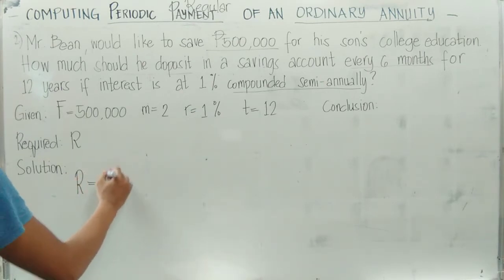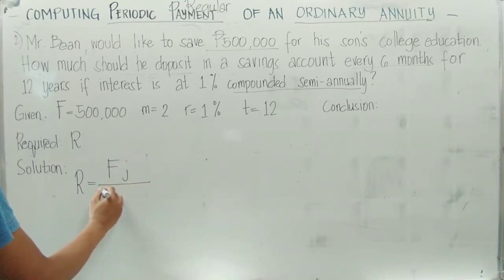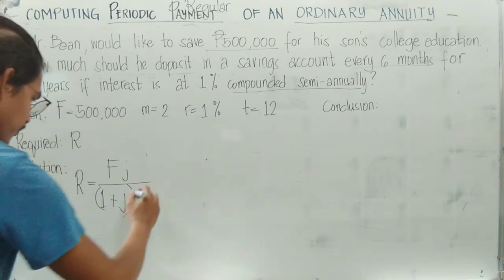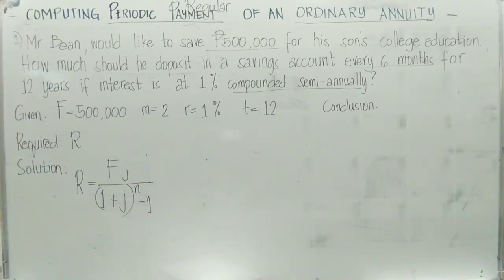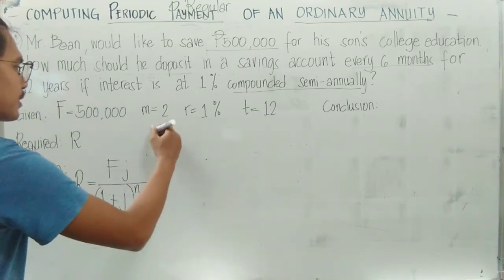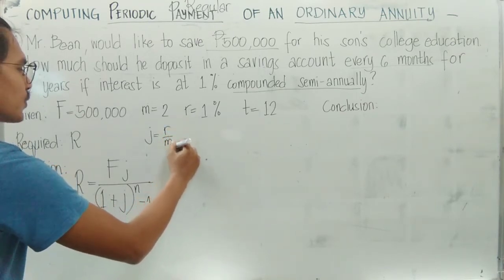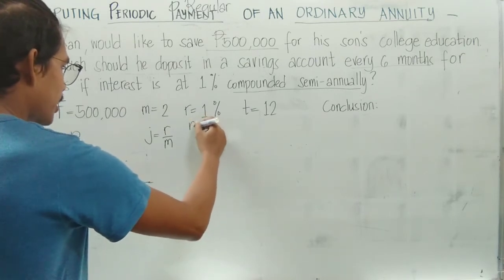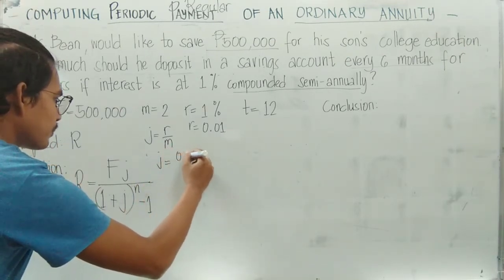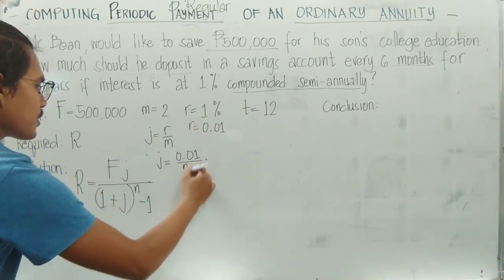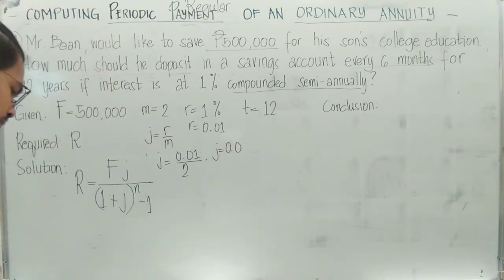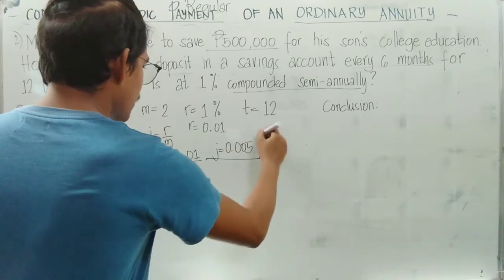So we have R equals F times j over 1 plus j raised to n minus 1. Okay? So before substituting, let us first solve for j. j again is equal to r over m. r is equal to 1%, or r is equal to 0.01 in decimals. So we shall have j is equal to 0.01 over m, which is 2. Therefore, j is equal to 0.005. Okay, please check using your calculators.